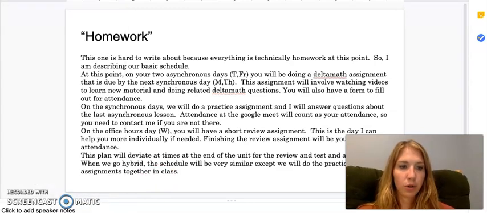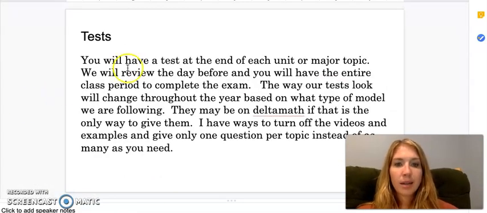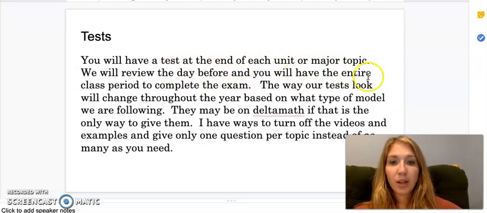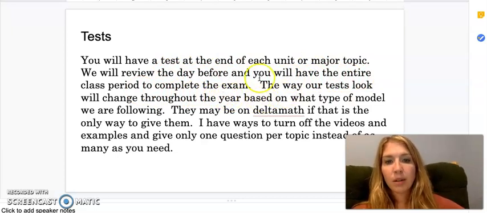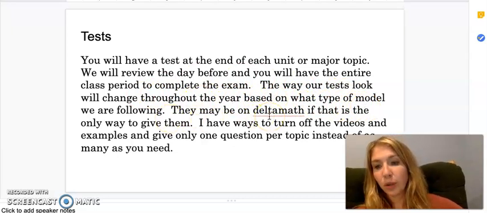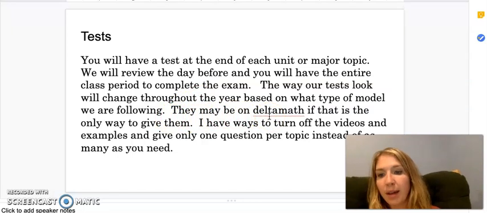Okay, sorry, scrolling issues. Tests: you'll have a test at the end of each unit or major topic. We will review the day before, and you will have the entire class period to complete the exam. The way our tests look will change through the year based on what type of model we are following. They may be on Delta Math. Pretty much if we're going to be home, they'll be on Delta Math.